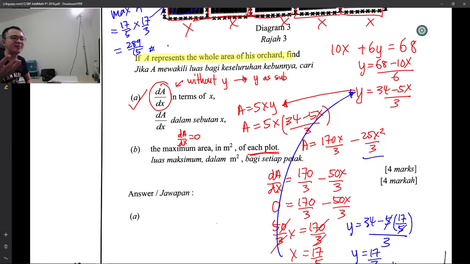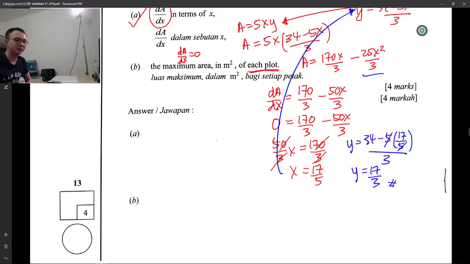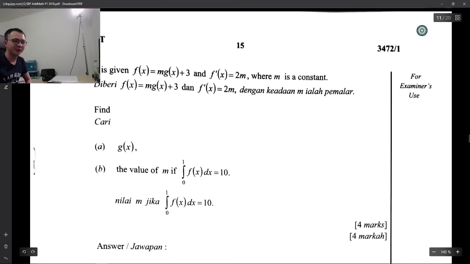If part B says minimum area, it is the same also. Also dA/dx equals to 0, even for minimum area. Okay, I'm not going to repeat the question. If you miss it, maybe you can rewatch it later because the video we're going to upload to YouTube later. Okay, so yeah, for minimum area you're also doing the same thing. Okay, so let's move on to the next question.